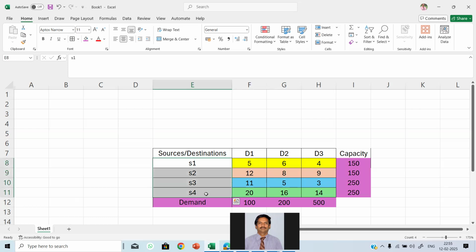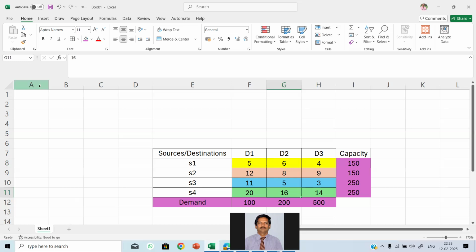So there are so many combinations available because S1 to D1, I can transport 0 units, 1, 2, 3, up to 150. So I'm having 150 combinations, right? Same thing for S4 to D1, I'm having 250 combinations. S4 to D2 also 250 combinations. So how many combinations are possible, manually I cannot calculate. So there may be supercomputers that can calculate the optimum transportation cost.